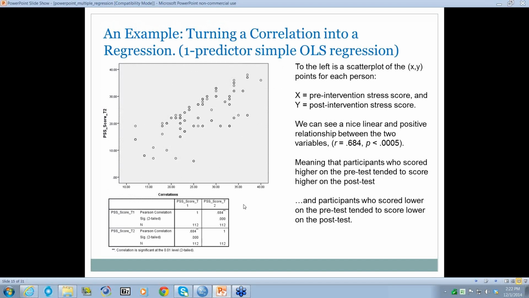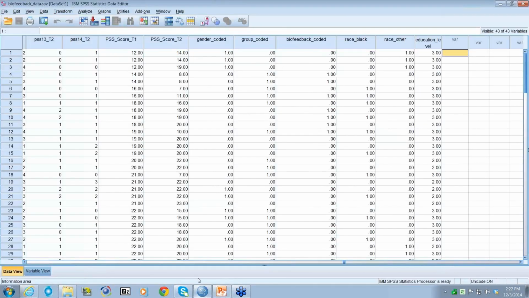So here we have the correlation of the pre and post intervention stress score. Let's go ahead and do this. Let's go into the data set, and I'll send you a copy of the data set so you can play with it. So let's go ahead and run a correlation.